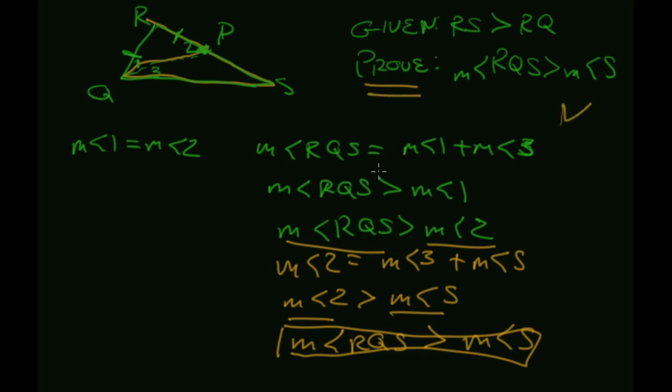So the big side has to be across from the big angle. The smaller side has to be across from the smaller angle. So let's suggest that we want to write the converse to this. Okay, so we're going to start with another triangle here. Maybe we'll call this one P, Q, and R. And now we're going to start with the angles. So this is going to be the converse.